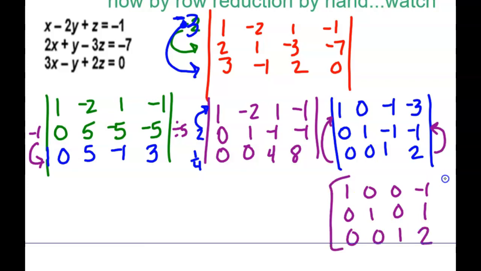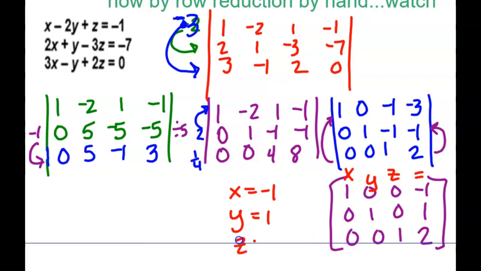Okay, can you go back to how we started this? What were these, this whole first row? X, Y, Z, and equals to? Remember that? So what does this equation now say? 1x plus 0y plus 0z equals, so it says x equals negative 1. What does the second equation say? 0x plus 1y plus 0z equals 1. Third row, 0x plus 0y plus 1z equals 2.